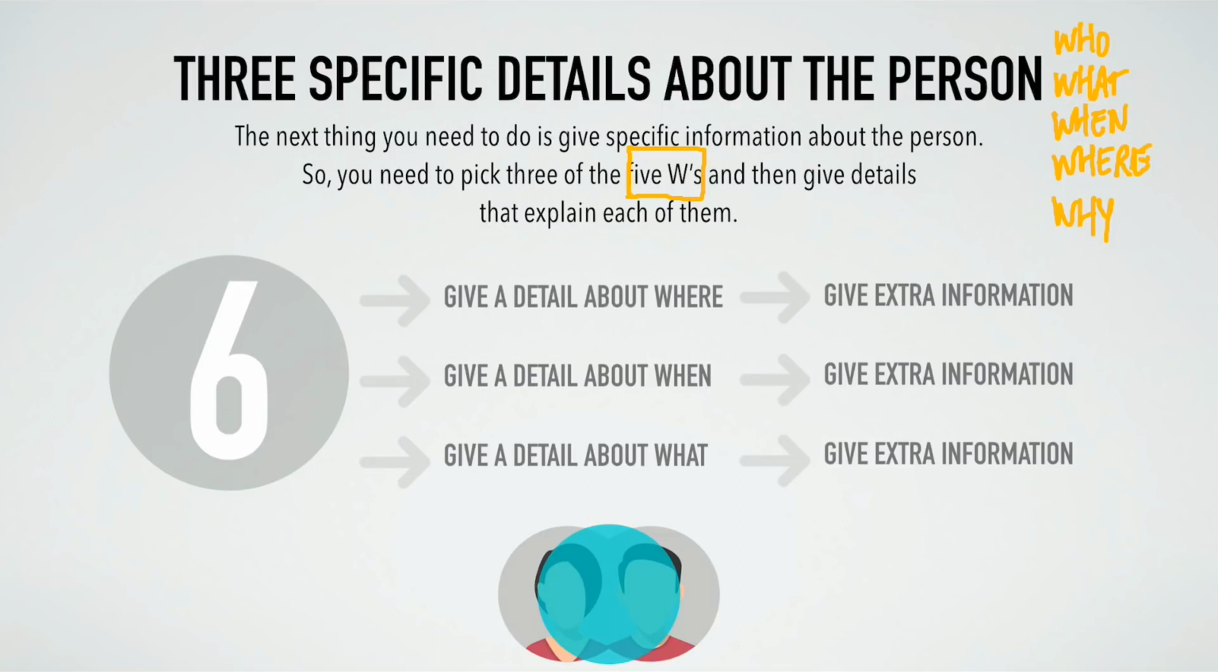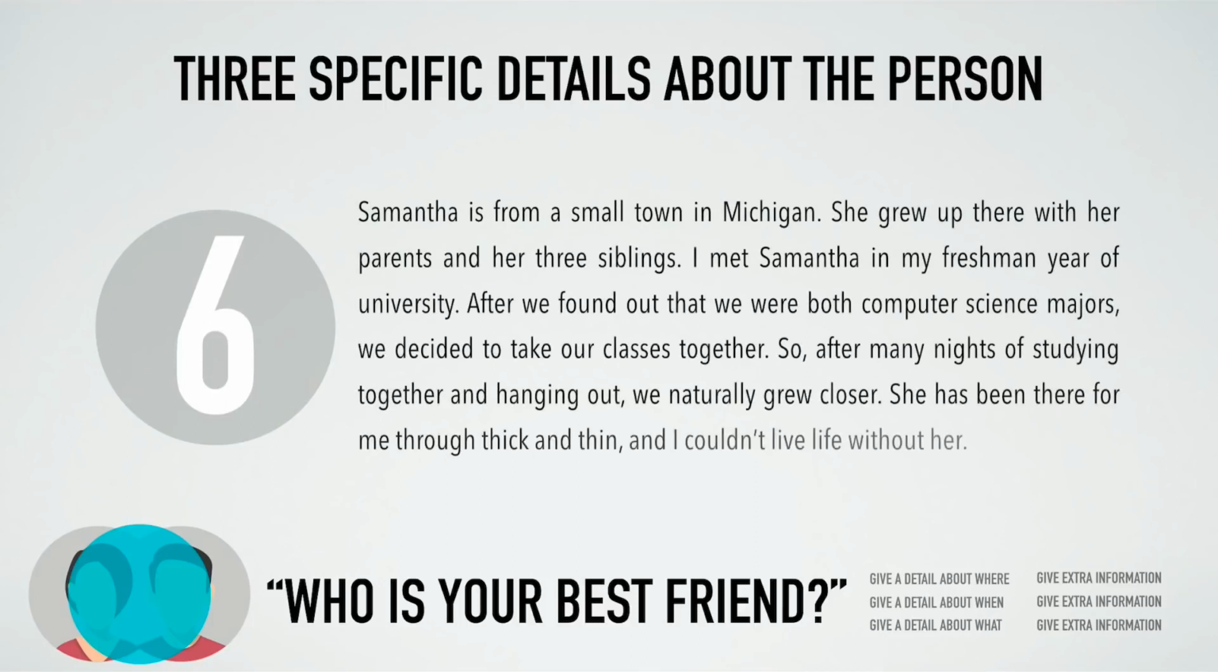So, let's look at an example, okay? Remember, our question is, who is your best friend? And remember, we have our 6 sentence guideline right here. Okay, so let's start reading. Samantha is from a small town in Michigan. That answers which one? Give a detail about where.